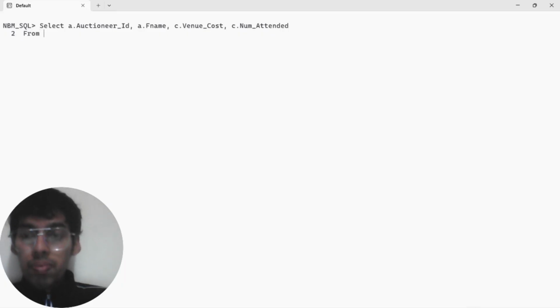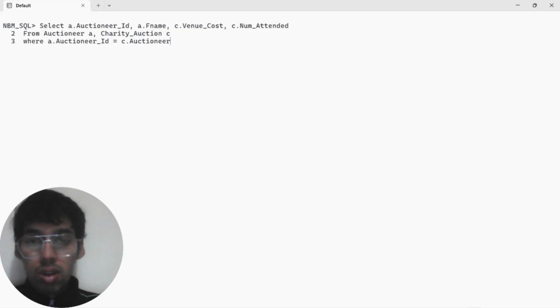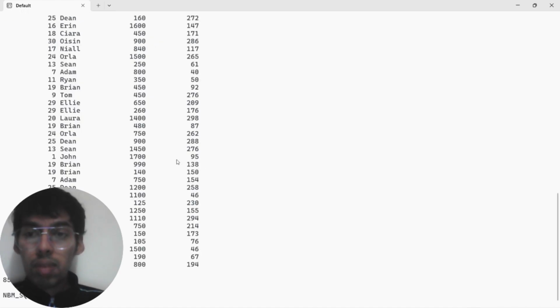and the tables are from auctioneer a and charity auction c, and we have to provide the matching condition, that is from the primary key and foreign key: a.auctioneer_id equal to c.auctioneer_id, where auctioneer id is the primary key for the parent table and foreign key for the child table. So once we execute that, we can see all these tables based on the matching condition.